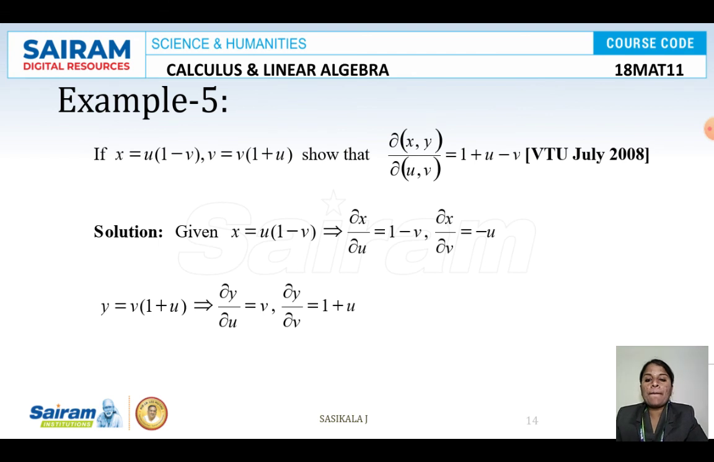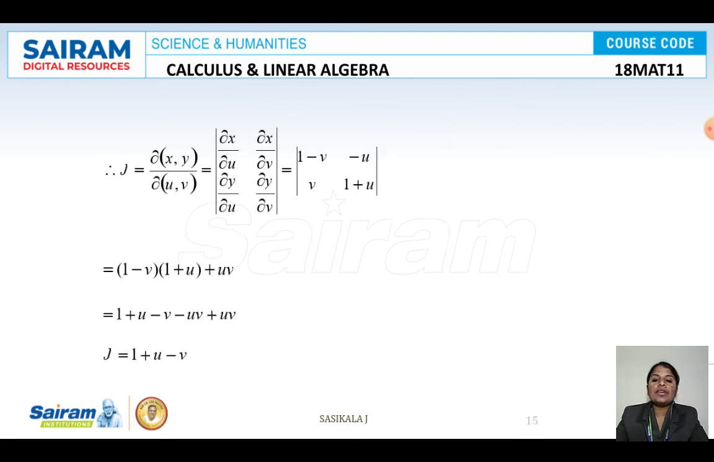Next example: x is equal to u of 1 minus v, that means u minus uv. y is equal to v of 1 plus u, that is v plus uv. Then you have to show that dou of xy by dou of uv is 1 plus u minus v. First, x is expressed in terms of u and v, so directly you can find it. Dou x by dou u is equal to 1 minus v, and dou x by dou v will be minus u alone. For y, v plus uv with respect to u will be v, and with respect to v will be 1 plus u.